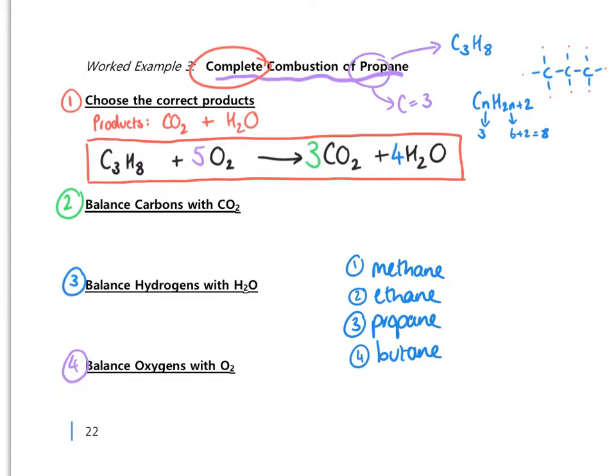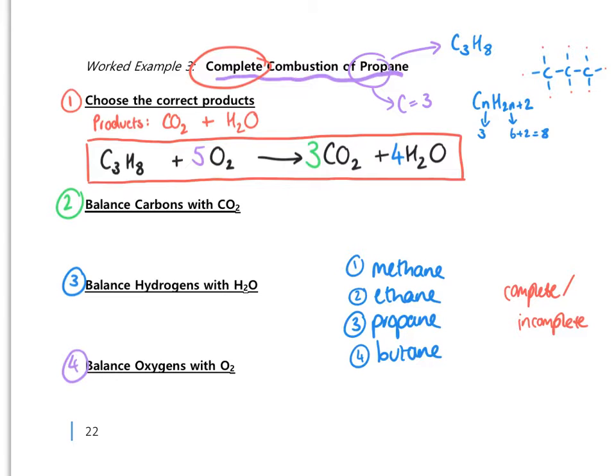And you could be asked to write the equation for the complete or the incomplete combustion of any of these, and they could ask you other ones as well, like octane or decane, the complete combustion of them, but they would give you the formula of that alkane. But for methane, ethane, propane and butane, you would be expected to know the formula of that and be able to write a balanced symbol equation for the complete or incomplete combustion of either.